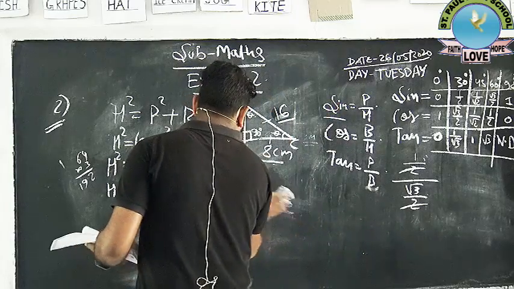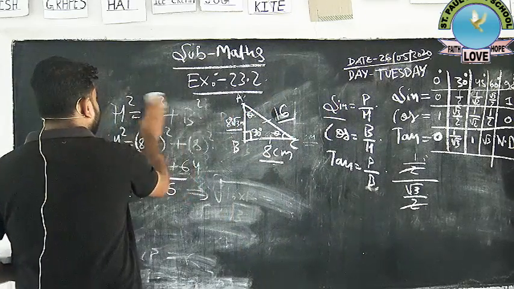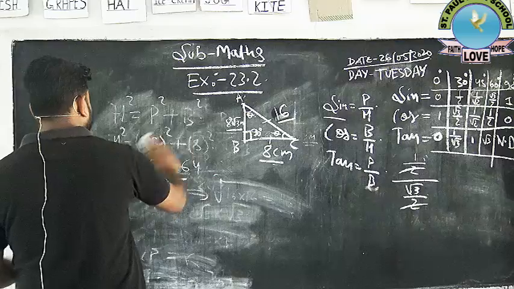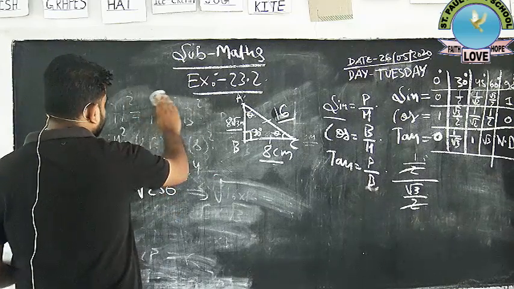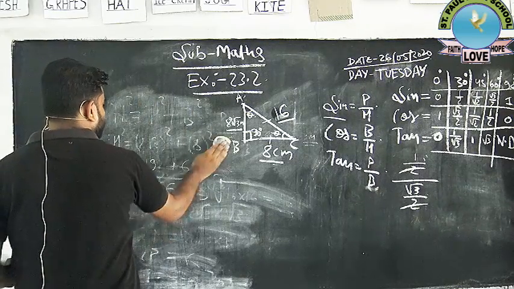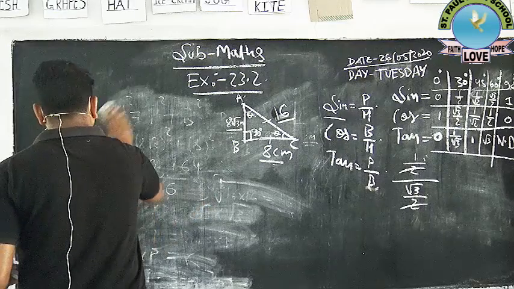So after finding out 16, now we will be calculating the values for the angles. Okay. Now sir, how to calculate that? That part is very, very simple. If I show you, it will be a piece of cake only.